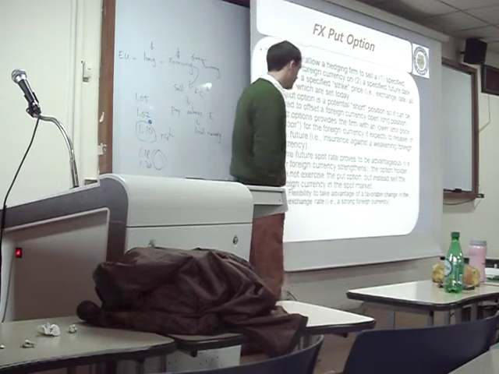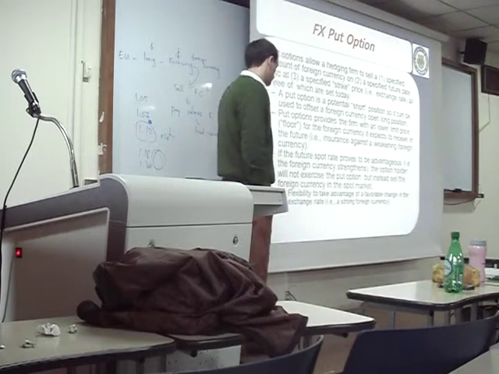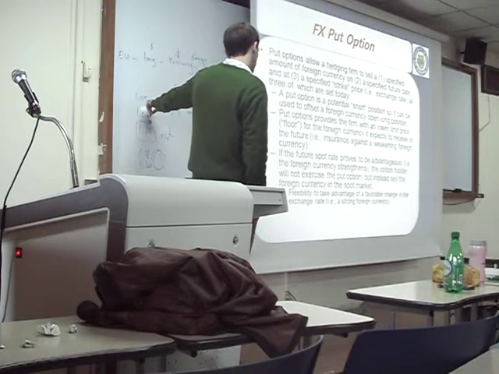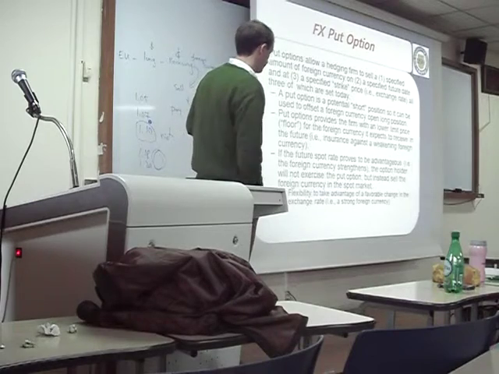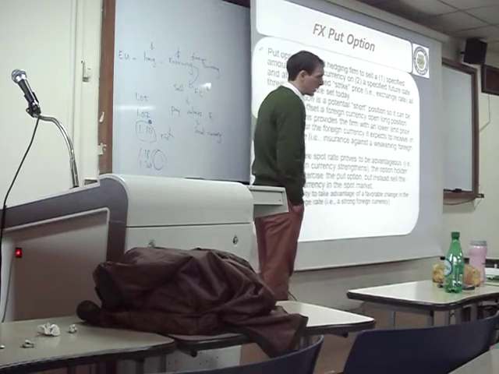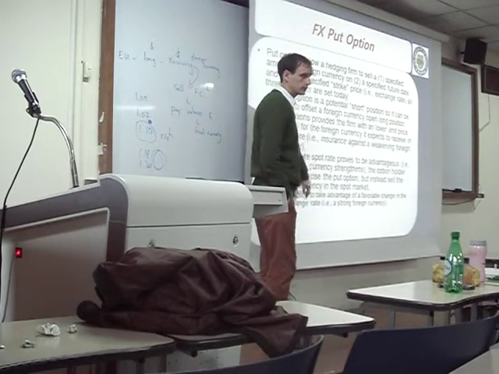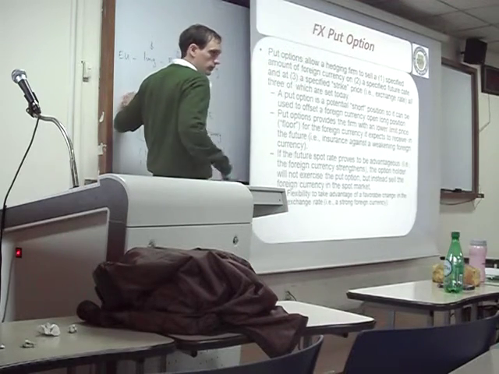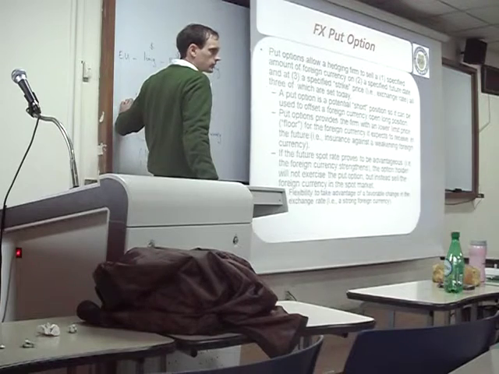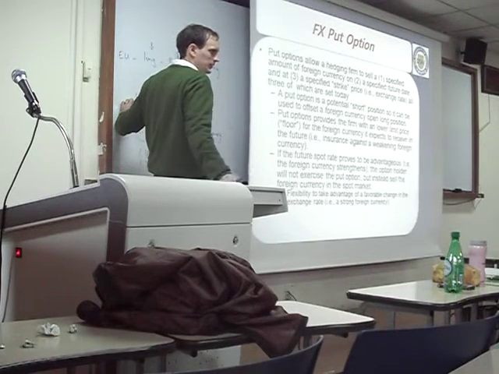If the future spot rate proves to be advantageous, the foreign currency strengthens to here, the option holder will not exercise the put option. Exercise the put option means use the contract. If it goes to here, I don't need to use the contract. Do you understand exercise? Do you exercise?